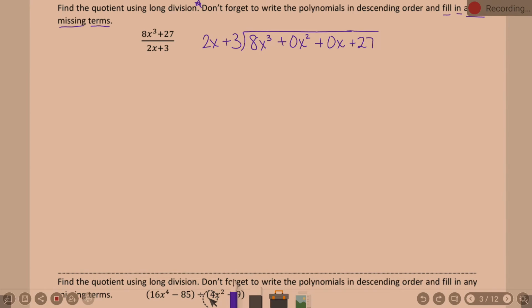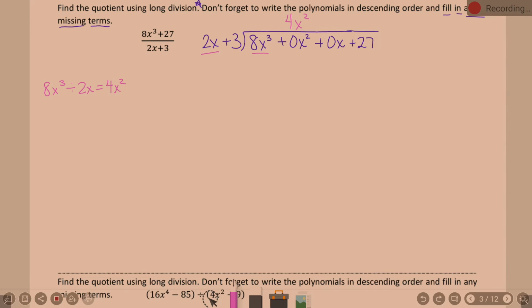Okay, you know where to go, yes? How do we make 2x become 8x cubed? Squared. 4x squared. And where's that 4x squared going to go? On top of the 0x squared. For two reasons. One, that's where its like term is. And two, we're dividing by two terms, and now I've counted in two terms. Are you all with me on that? That 8x cubed divided by 2x was going to give us the 4x squared?